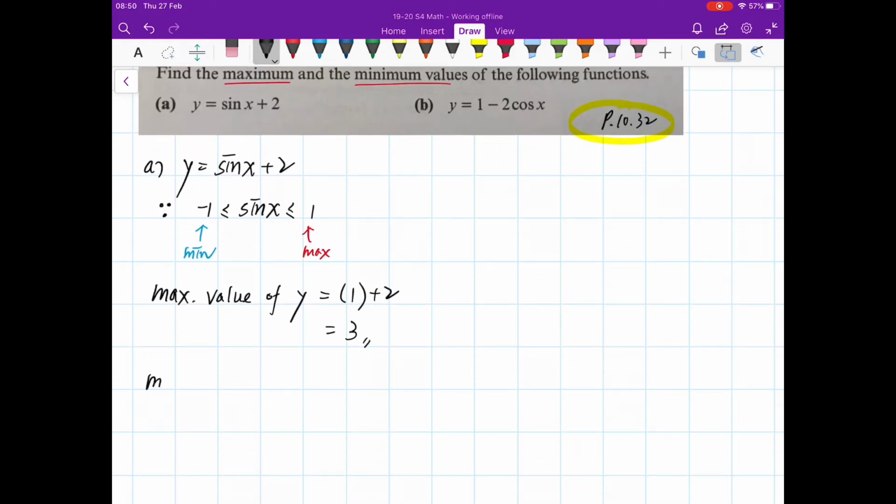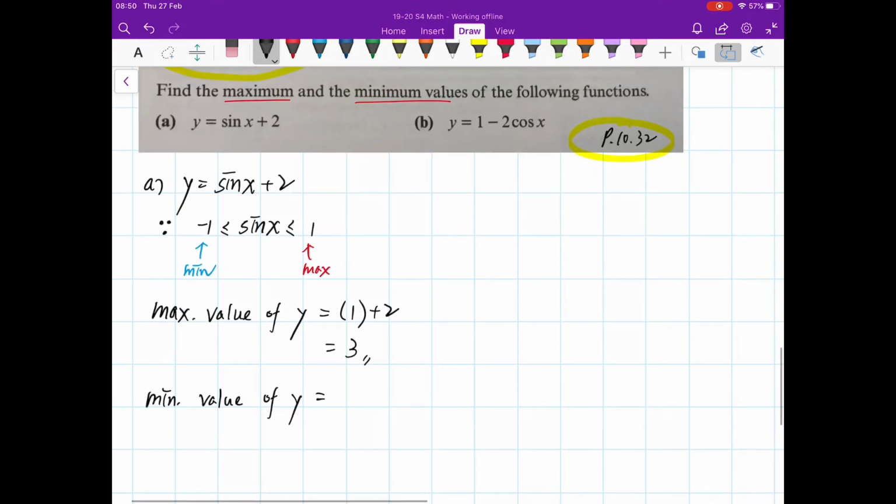Similarly, for the minimum value of y, in order to find the minimum value of y, what should we put for sine x? Yes, the answer is the opposite one. It is -1. So plus 2, and the answer is 1. Then we get the solution, we get the answer of this question.